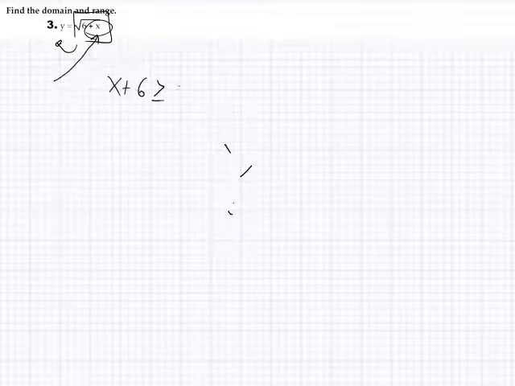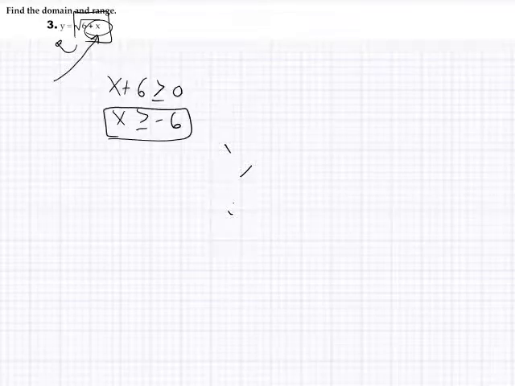Here, if we want to determine the domain and range, first the domain is about what x's we could plug in here that would give us a particular y value. In this case, x plus 6 has to be greater than or equal to 0 so that we don't get a negative, which should tell me x has to be greater than or equal to negative 6. So here's your domain.